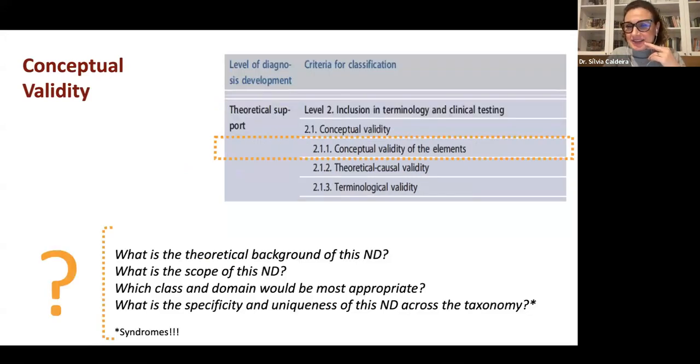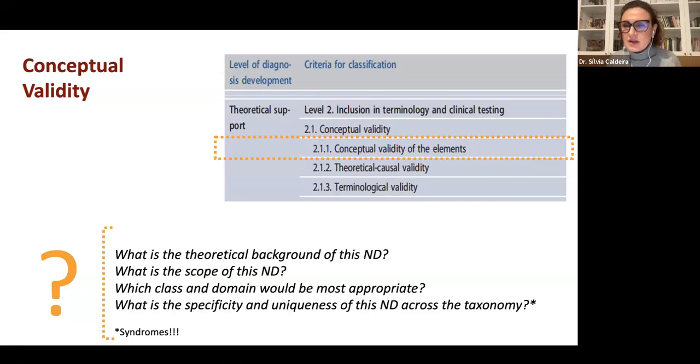What is the meaning of this sentence? When we look at 2.1, the questions as researchers are: what is the theoretical background of this nursing diagnosis? What is the scope of this nursing diagnosis? We already know from stage 1 the label, the definition, the defining characteristics, the consequences, the related factors, the populations. We know all the structure. Now we need to fulfill it with knowledge and theoretical perspective. That is why we need to ask these questions.